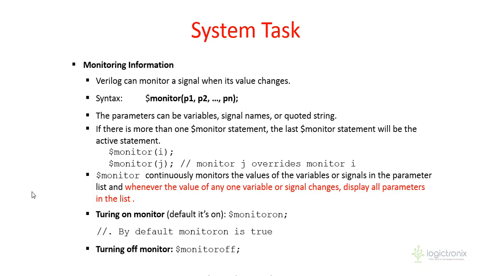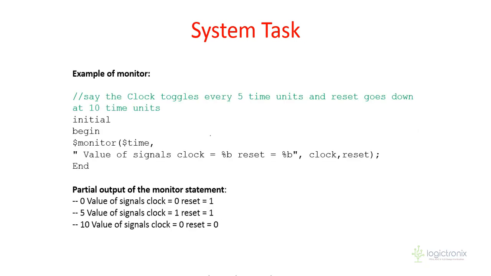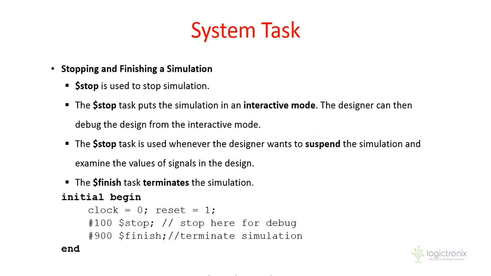Monitor actually has monitor on and monitor off keywords also, and it checks specific parameters. So if that parameter is changed, then it will fire and show up the information. So we have here an example of monitor. It checks the clock and reset. If those things are changed, then it will show up the information within some interval of time. So we have initial, begin, and end. These things are the default ones, and $monitor is the information displaying system task. So clock will be displayed and the other thing will be displayed.